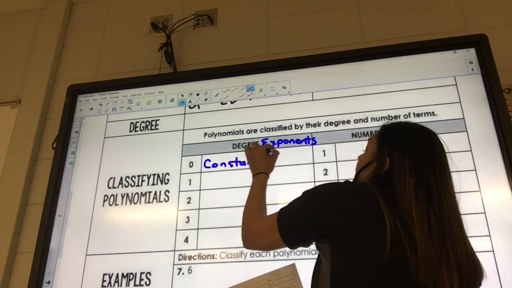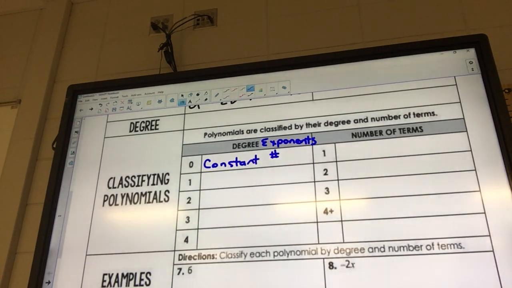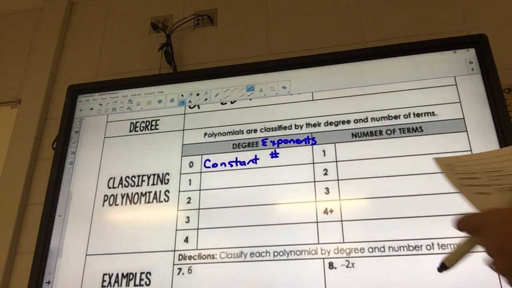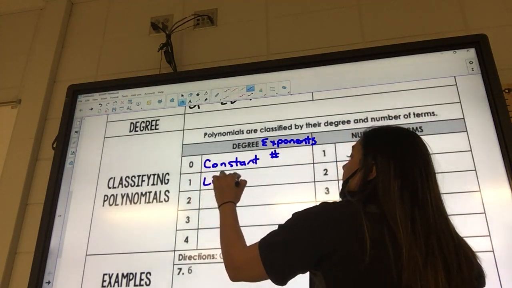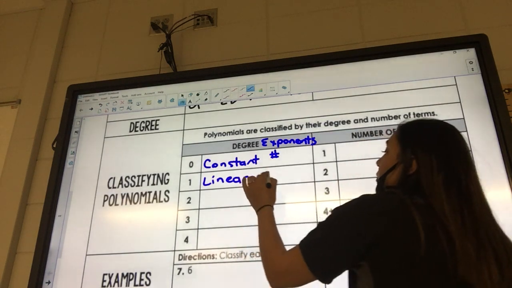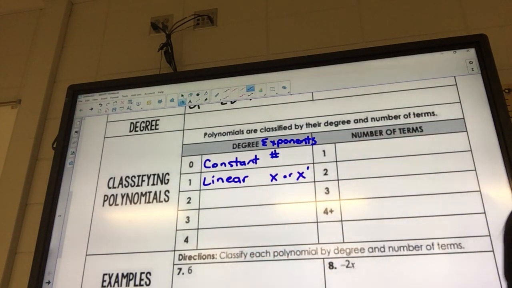Okay, that means just a number. It's just a number by itself. So 28, 1, there's nothing there. If it has a degree of 1, it's going to be called linear, which means it's just going to be x, or you could say x to the 1 power. What does a linear look like? A line. Remember, we've done this.